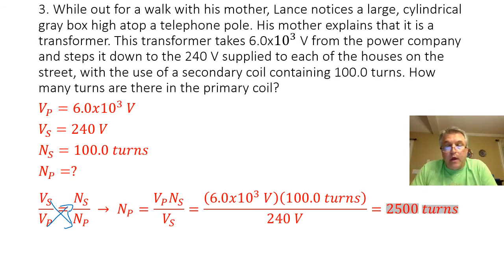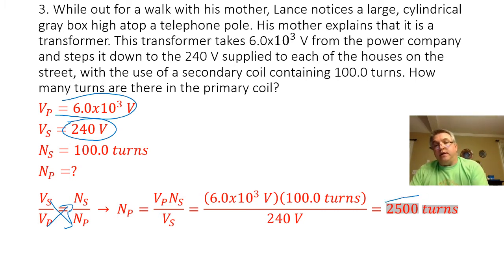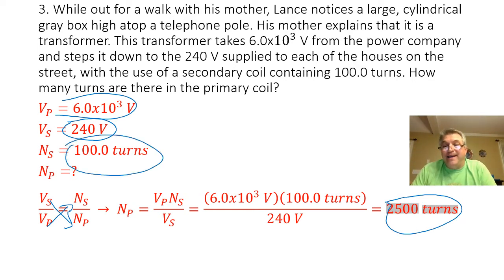primary coil. One thing I do want to point out is that remember that the voltage and the number of turns are directly proportional to one another. So if you look at the voltage on the primary compared to the voltage on the secondary, you notice that the voltage of the primary is 25 times greater than the voltage of the secondary, and there are 25 times as many turns on the primary coil as there are on the secondary coil. So that is proportional.